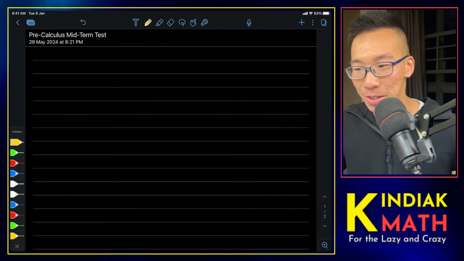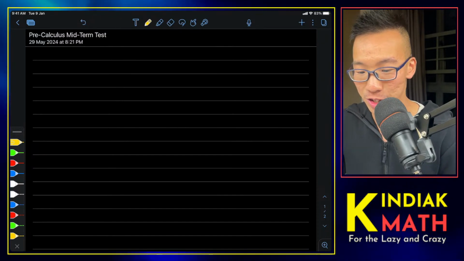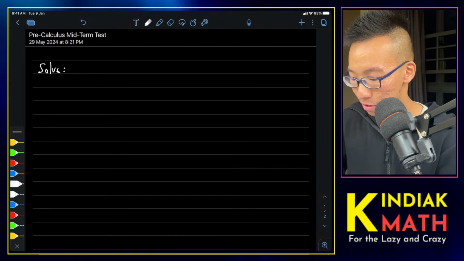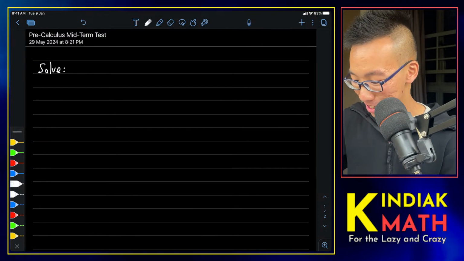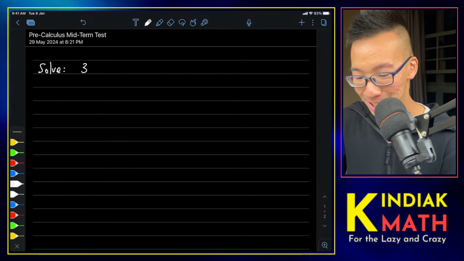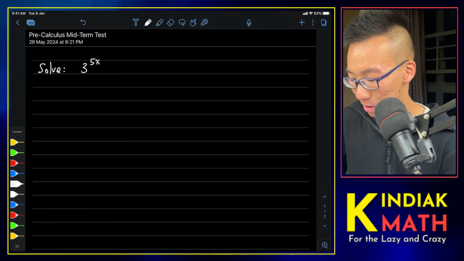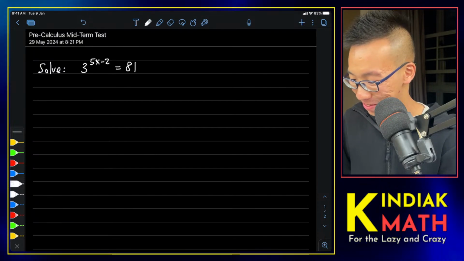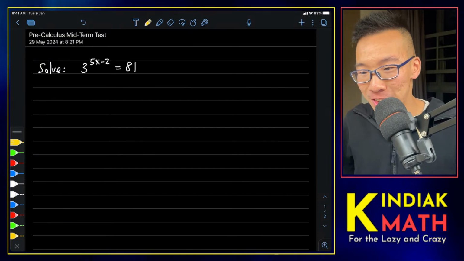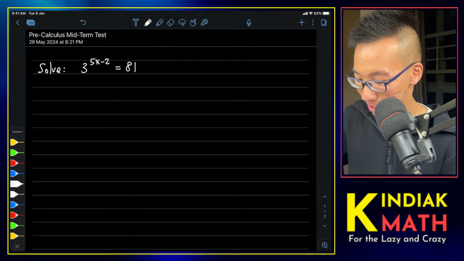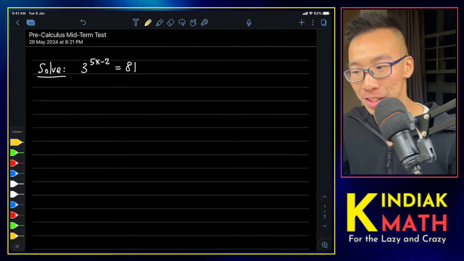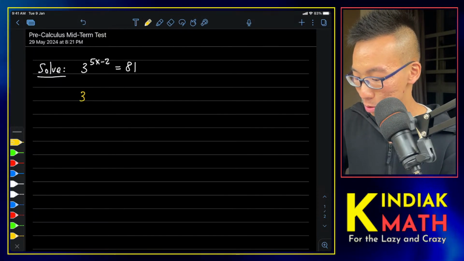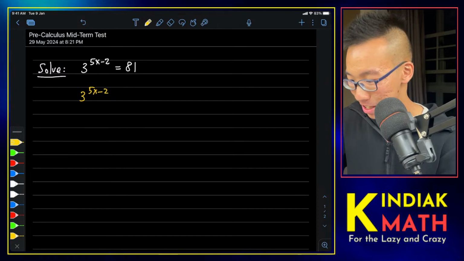Let's start off with the first question, which is to solve the exponential equation 3 to the 5x minus 2 equals 81. The first task is to solve this particular equation, and the approach we are going to take is to undo exponentiation.